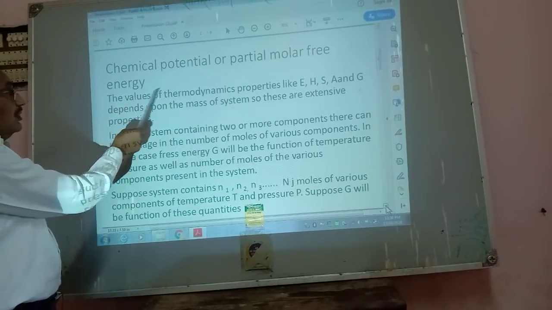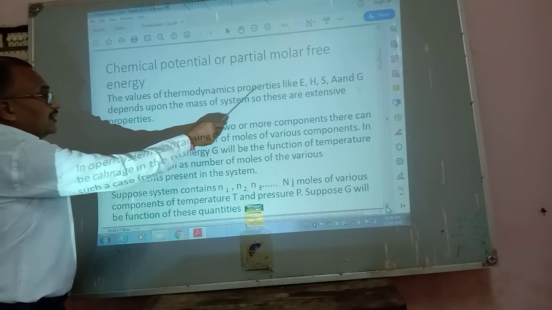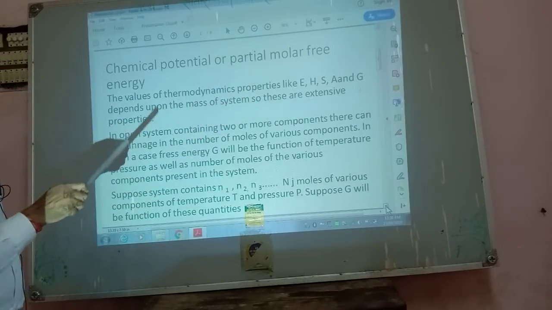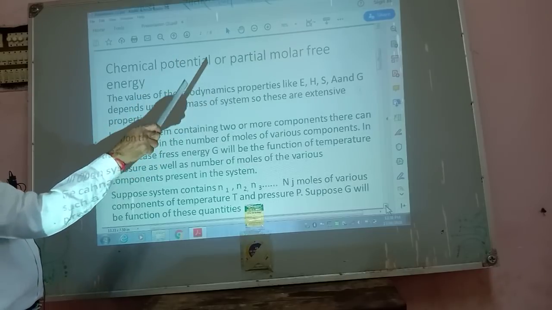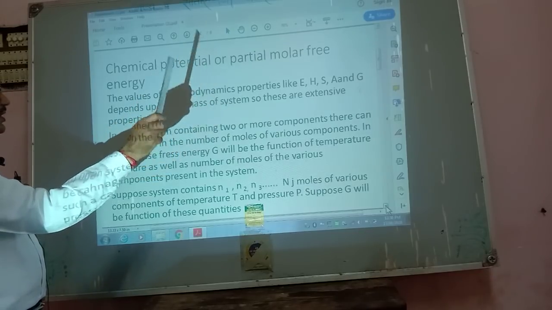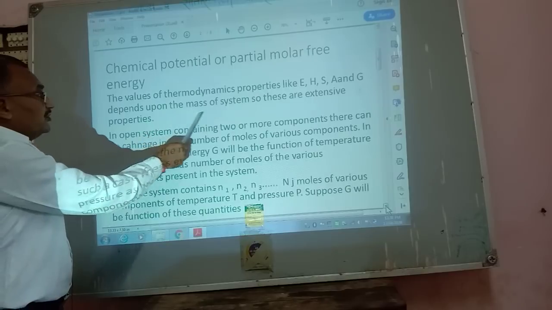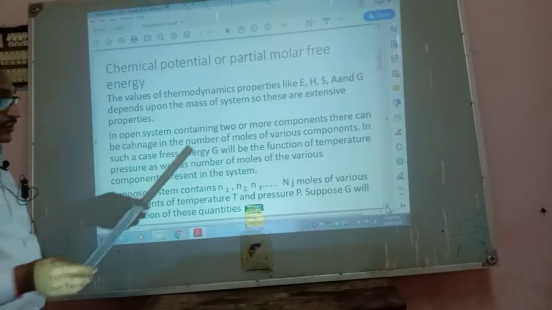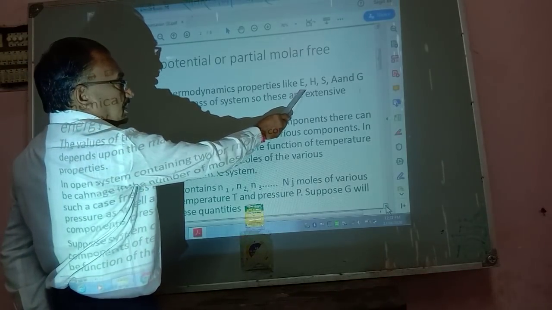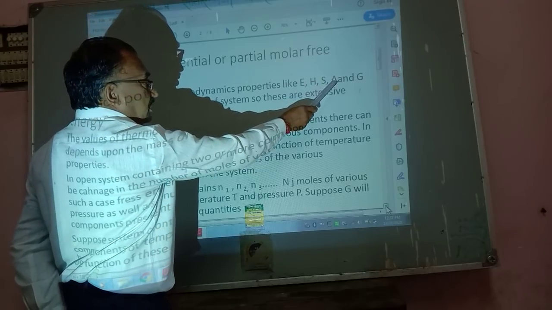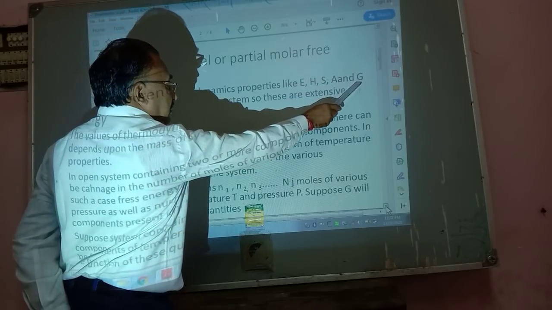We know that the values of thermodynamic properties like energy, enthalpy, entropy, Helmholtz free energy and Gibbs free energy depend upon the mass of the system. Means these are the thermodynamic quantities: internal energy, enthalpy, entropy, Helmholtz free energy, Gibbs free energy.